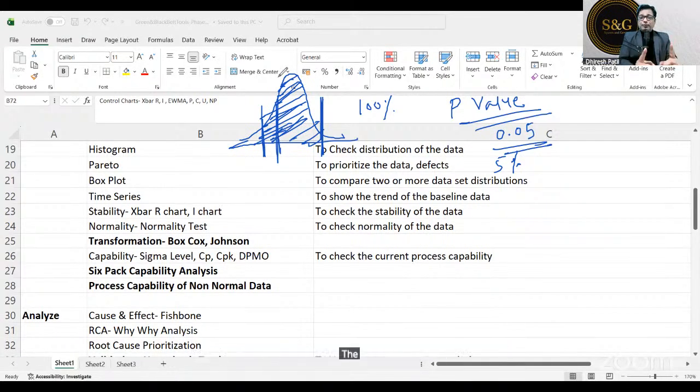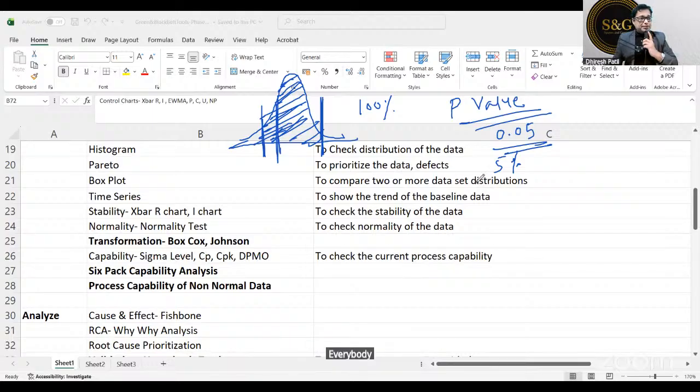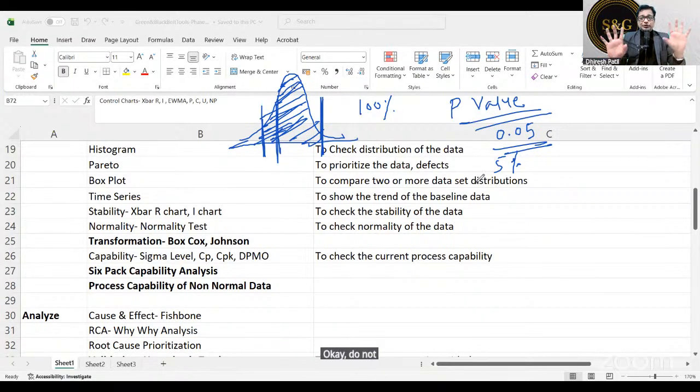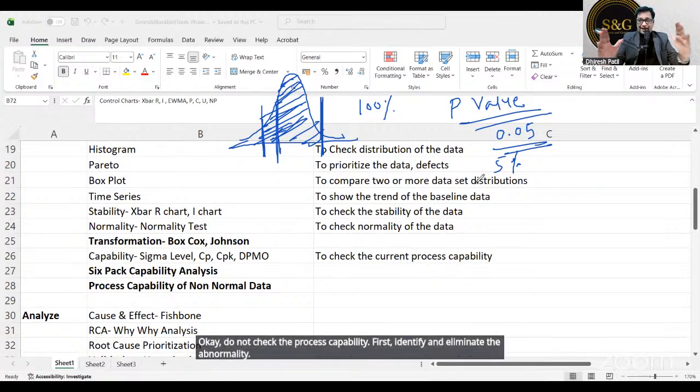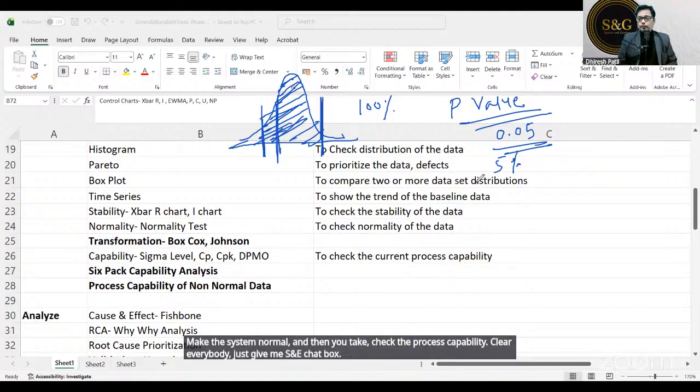The ability of the process is only tested when the process is in normal condition. And that is the underlying assumption of normality. Just to give you a brief explanation of it. Are you clear with this? Everybody clear with this explanation? Just give me yes in the chat box. If there is some abnormality, do not check the process capability. First, identify and eliminate the abnormality, make the system normal, and then you check the process capability. Clear, everybody? Just give me yes in the chat box. Okay?